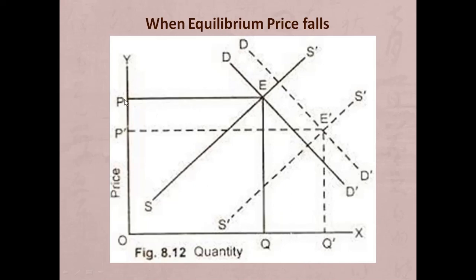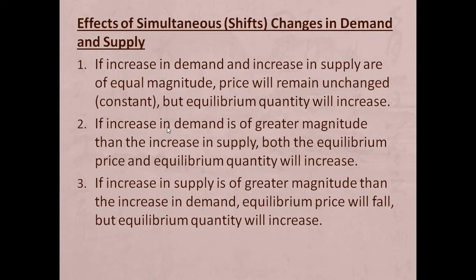As you can see here, the price is falling from P to P dash, and the quantity is increased. It is obvious that when the price decreases, quantity demanded increases. I hope you know this by the law of demand, isn't it? So these are the three different cases when the changes in demand and supply are simultaneous in nature, when both demand and supply are changing.